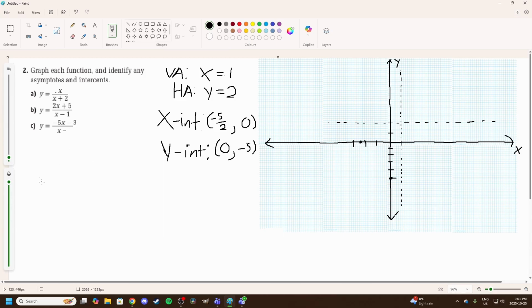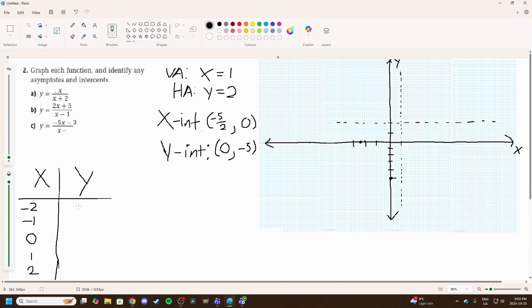So now what we're going to do is actually do our table of values. So let's just do some points here. We'll do negative 2, negative 1, 0, 1, and 2. It doesn't really matter what points you pick, just as long as you pick some points that are around your vertical asymptote, just to see how your function behaves, yeah?